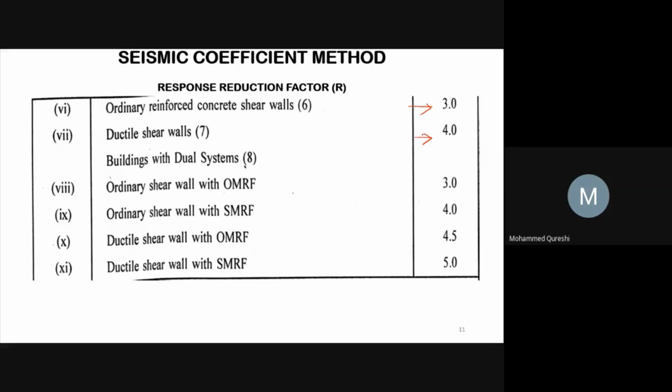Generally, the ordinary shear wall with OMRF and ordinary shear wall with SMRF are given in clause number 4.15.2, and ductile shear wall with OMRF and ductile shear wall with SMRF are those which are designed and detailed as per IS 13920, and mostly these values are prohibited in zone 4 and zone 5.